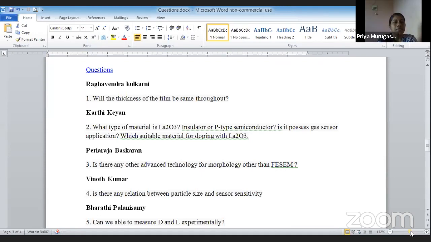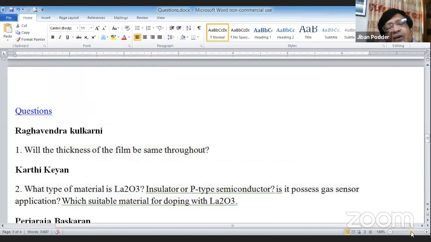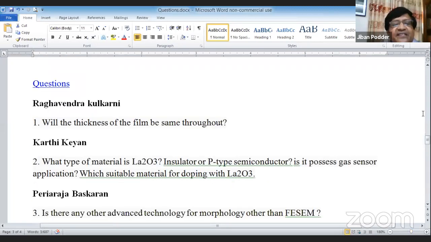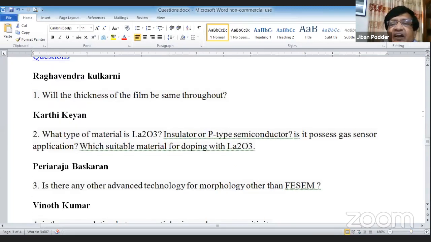What is the thickness of the film, will it be the same throughout? That question is actually about the average thickness we get. Thickness across the whole film surface depends on the decomposition, when we apply heat on the hot plate and substrate, and we use a 1 by 1 square centimeter area.